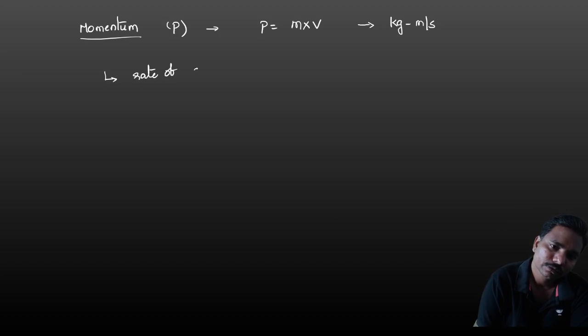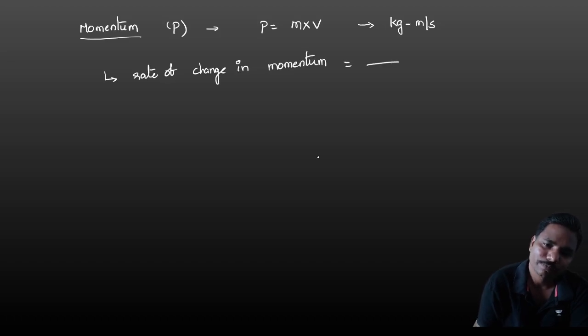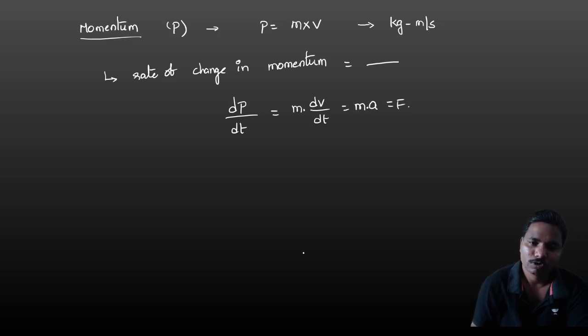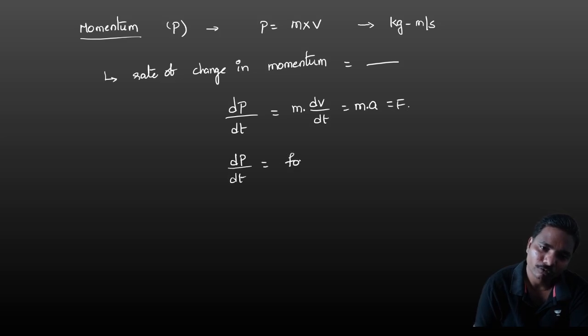Now coming to rate of change in momentum. Rate of change in momentum is equal to dash. Rate of change in momentum means we have to differentiate with respect to time. Then mass is a constant, then dv by dt. dv by dt is the acceleration, so that is m into a. m into a is equal to force. So rate of change in momentum is nothing but force F.